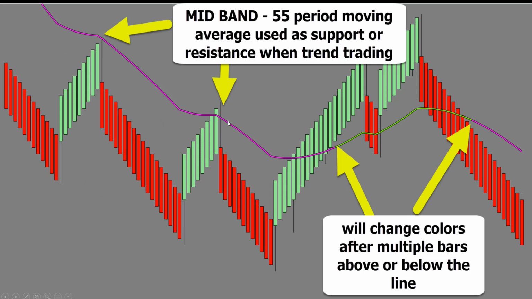Now, when we look at our midband or moving averages, pretty simple. Obviously, when they're going down, it's magenta. When it's going up, it's green. Multiple bars above or below will change the colors. And like every other moving average, it's support or resistance.